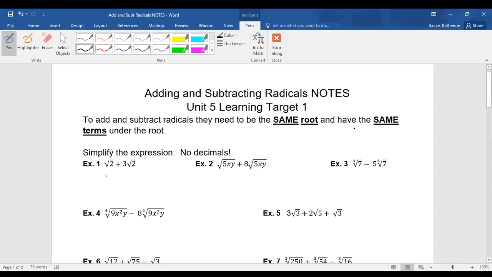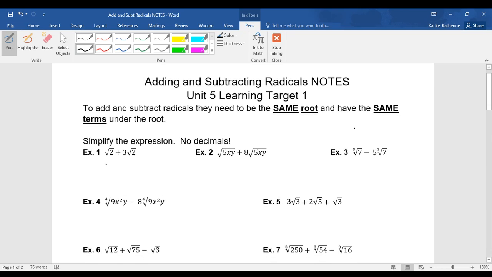All right, today we're learning about adding and subtracting radicals. This is still learning target 1, guys. So with multiplying, if you remembered, it had to be the same root. Now with adding and subtracting radicals, they need to be the same root and they have to have the same radical. So same terms underneath the root.